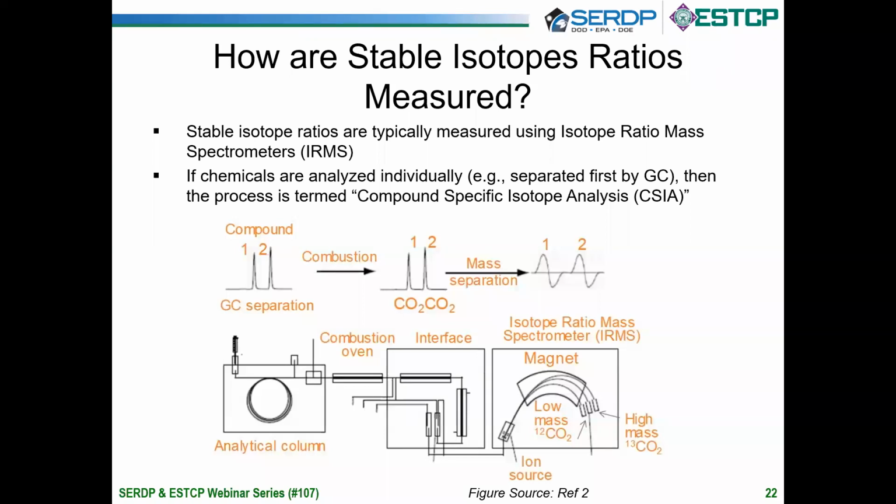So you could take a sample from the field of a fuel spill. You could run this through an IRMS, and you could get a bulk isotope value. However, if you run it through a GC first, so you split those individual compounds, perhaps benzene and toluene, for instance, and then combust those to CO2, you're going to get individual isotopic measurements for each of those compounds. So separately, and that's what makes it compound specific.